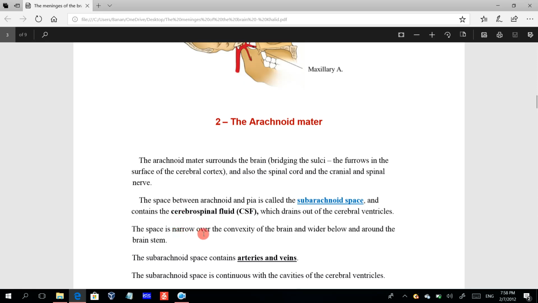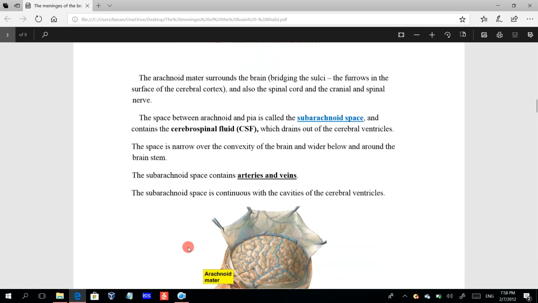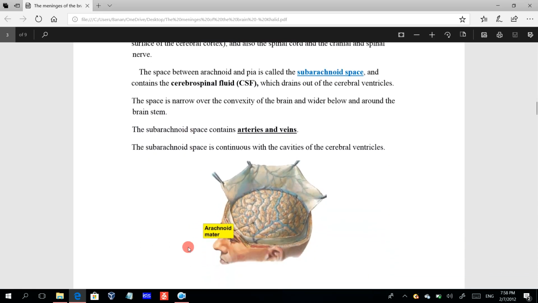The space is narrow over the convexity of the brain and wider below and around the brainstem. The subarachnoid space contains arteries and veins. The main arteries and veins that supply the brain pass floating in the CSF in this subarachnoid space. Of course, the subarachnoid space is continuous with the cavities of the cerebral ventricles.